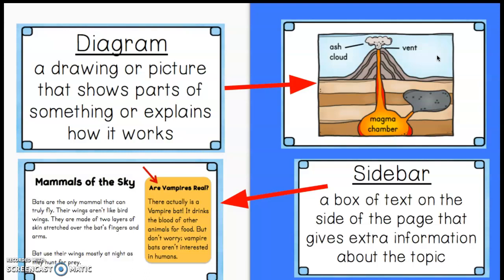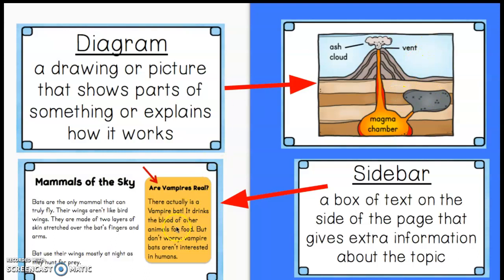Here we have an example of mammals in the sky. Bats are the only mammals that can truly fly. Their wings aren't like birds' wings. They are made of 2 layers of skin stretched over the bat's fingers and arms. Bats use their wings mostly at night, and they hunt for prey.